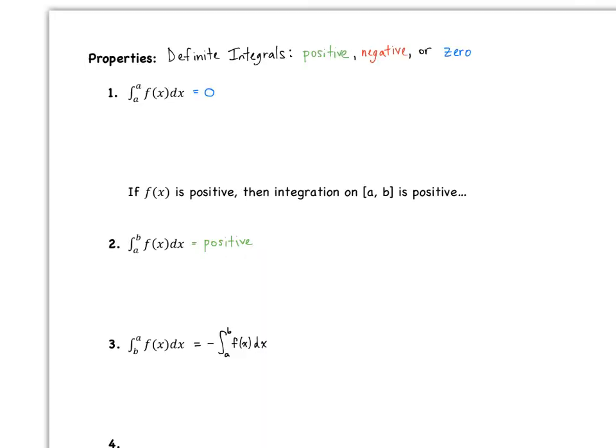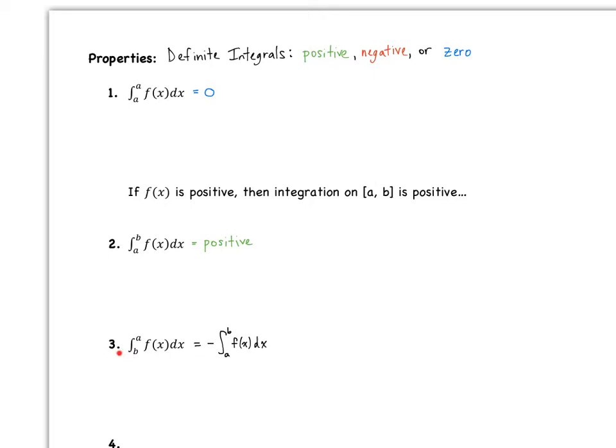So let's look at some properties of definite integrals. So one thing to note is a definite integral is either positive, negative, or it's 0. So let's look at these cases. So if we're trying to find the definite integral on the interval from a to a of f of x dx, well, when our interval is just one value from a to a, that gives us a definite integral of 0. Now, if f of x is positive, then the integration on a to b is also going to be positive. So if I'm taking the integral from a to b of f of x dx, this is going to be a positive value, okay?